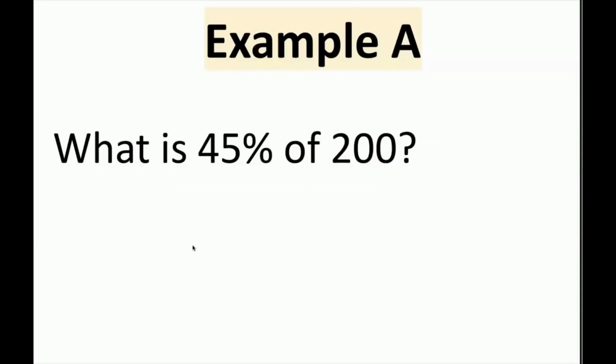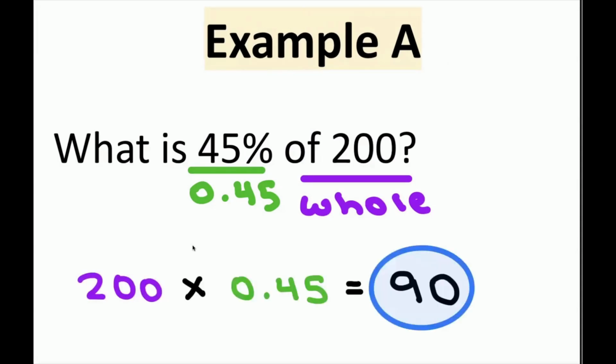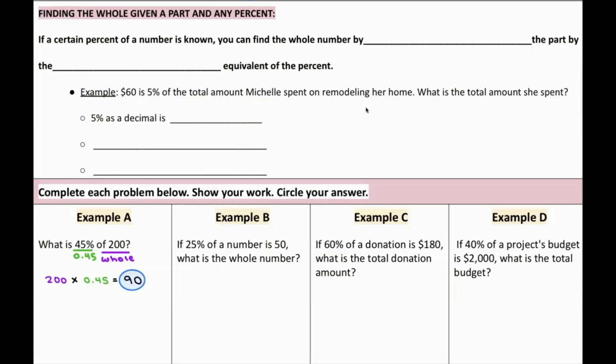In example A, we know 45% as a decimal is 0.45. It says of 200, so we know what the whole is, and it's 200. So we'll do 200 times 45 hundredths, and we get our part, which is 90. Make sure you have this down. In example A, the problem gave us the whole, 200, and we multiplied it times the percent as a decimal. Now we're going to talk about if we don't know the whole. The problem doesn't give it to us, and that's what the problem is asking for.